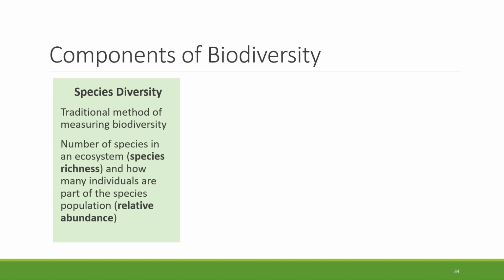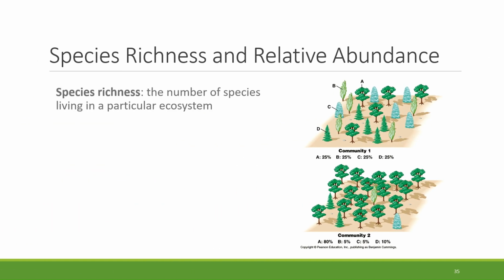Species diversity is measured based on the number of species in an ecosystem, which is known as species richness, as well as how many individuals are part of the species population, which is known as relative abundance. So let's briefly take a closer look at the difference between species richness and relative abundance. Species richness is the number of species living in a particular ecosystem.